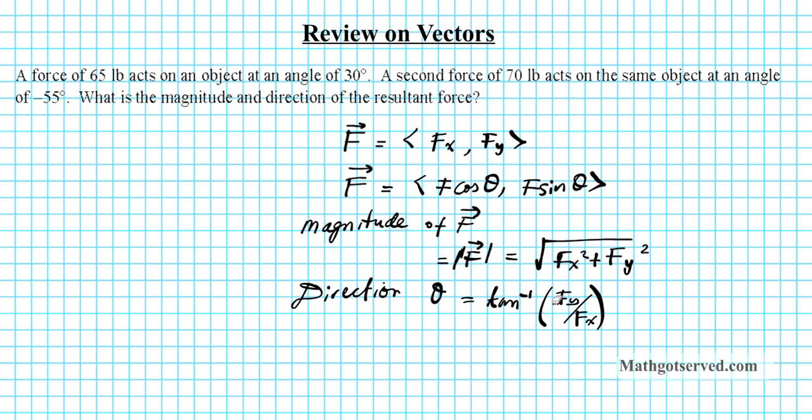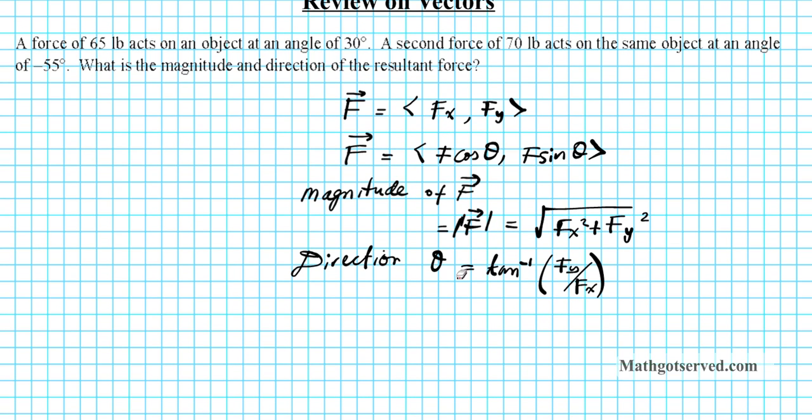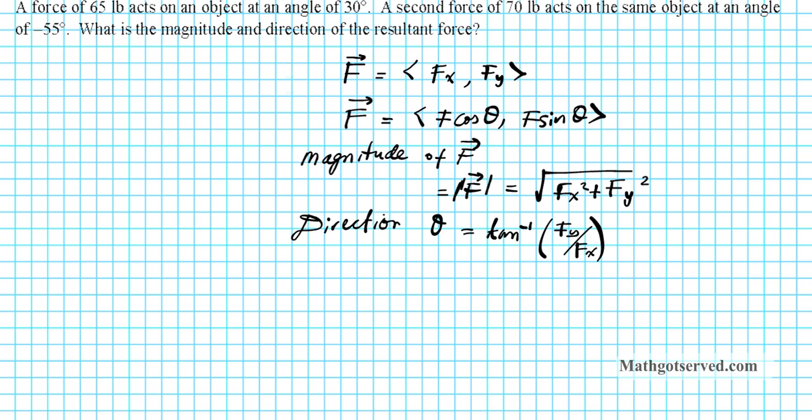So it says 65 pounds is acting at an angle of 30 degrees. So let's assume that the object is sitting on a coordinate system and the object is right on the origin. So the first one is 30 degrees and it has a magnitude of 65 pounds. We call this F1. F1 is 65 pounds and has a direction of 30 degrees.